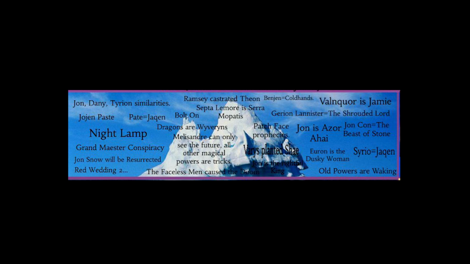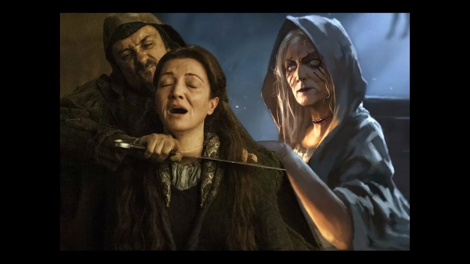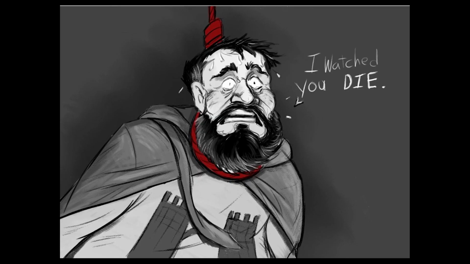Red Wedding 2.0. All right, this is kind of a fun one. This is saying that Lady Stoneheart, or Catelyn Stark, is orchestrating a Red Wedding 2.0 to get revenge against the Freys. There is a Frey wedding coming up that's mentioned in A Feast for Crows, and a lot of people think that Lady Stoneheart has put her men in the Frey camp to get intel about this wedding, and then when the wedding takes place, she is going to execute all the Freys in a very similar manner to how they executed the Starks.